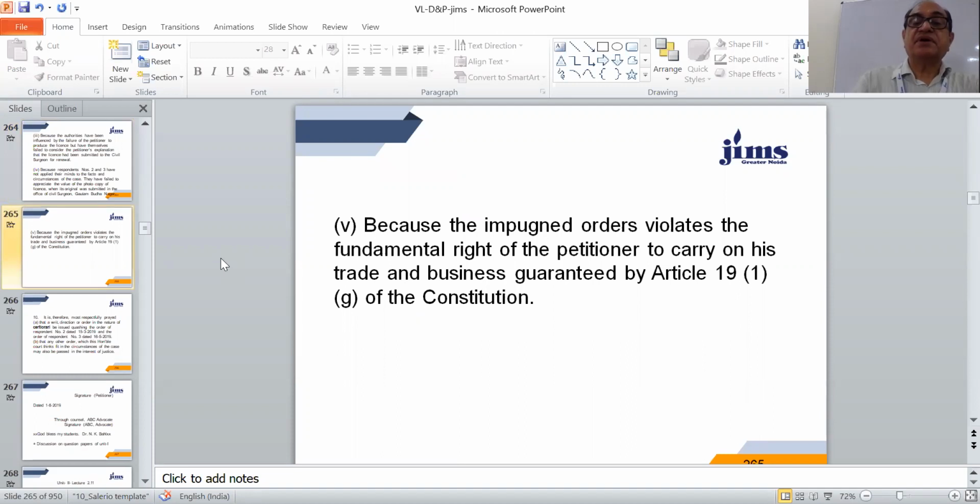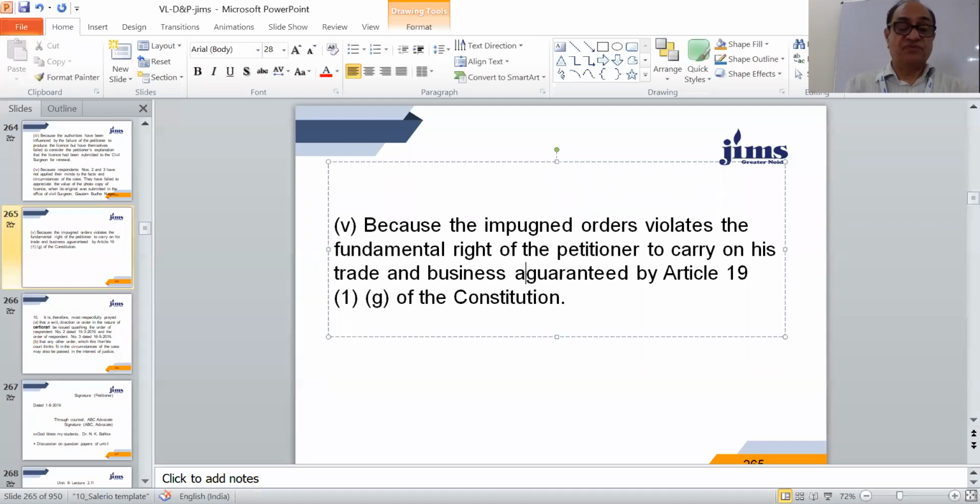Fifth ground, because the impugned order violates the fundamental right of the petitioner to carry on his trade and business as guaranteed by Article 19(1)(g) of the Constitution of India. You will have to show which of your legal rights or fundamental rights is violated. So here the petitioner pleads that the impugned orders passed by the drug controller as well as by the tribunal at Lucknow violated the fundamental right of the petitioner.